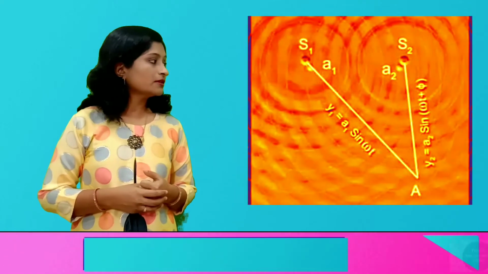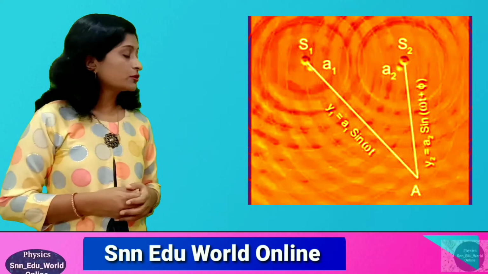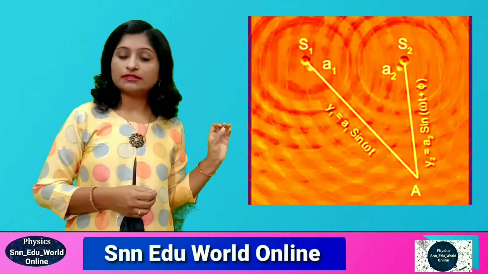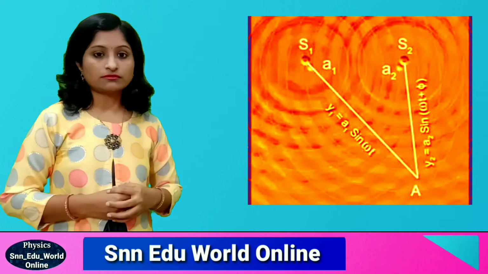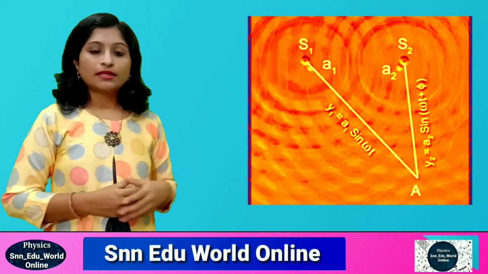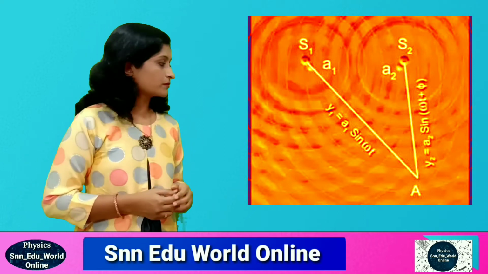Now here we'll see the next slide, in that slide I have shown another condition, that is the point P situated arbitrarily at any position. Okay, so observe here. Now this point P creates the phase difference between these two waves.